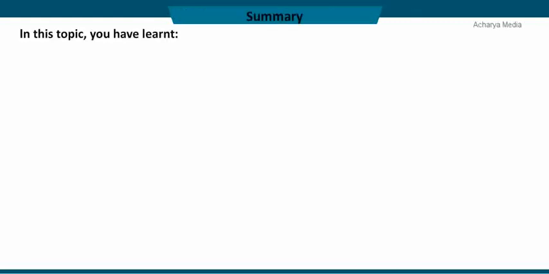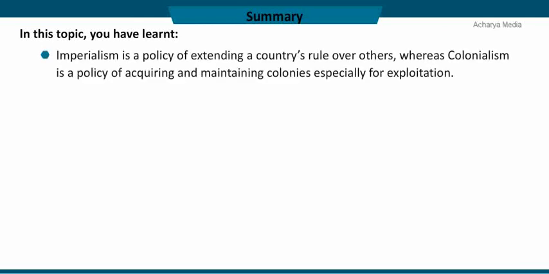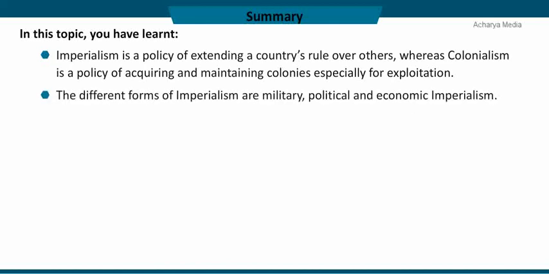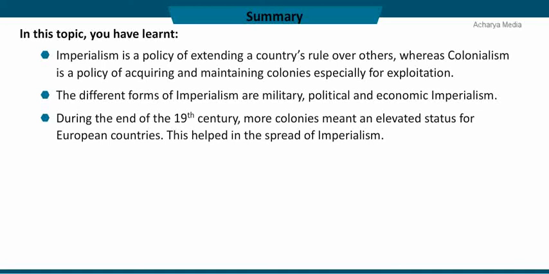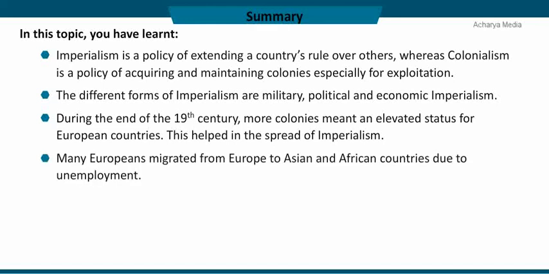In this topic, you have learnt imperialism is a policy of extending a country's rule over others, whereas colonialism is a policy of acquiring and maintaining colonies, especially for exploitation. The different forms of imperialism are military, political, and economic imperialism. During the end of the 19th century, more colonies meant an elevated status for European countries. This helped in the spread of imperialism. Many Europeans migrated from Europe to Asian and African countries due to unemployment.